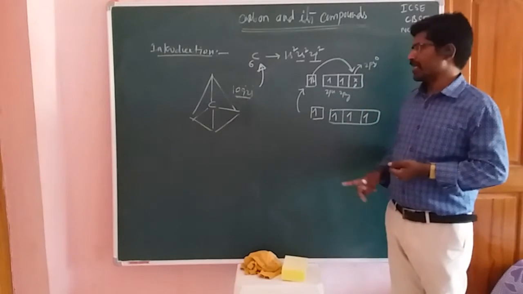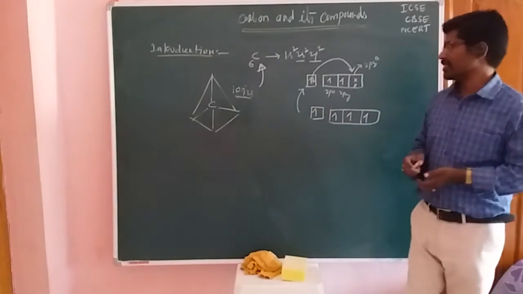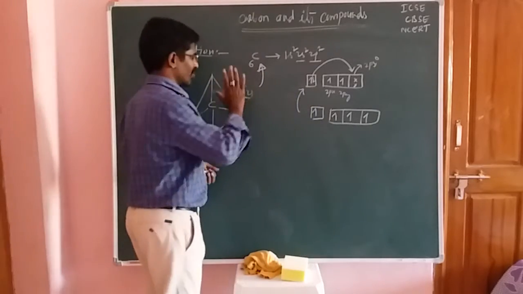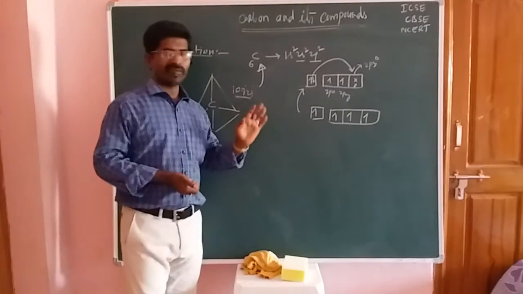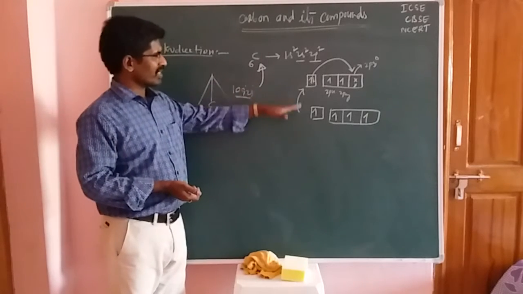Bond angle is 109 degrees. The shape is tetrahedral in nature. Okay, students, these are the general introduction about carbon and its properties. Carbon: atomic number, electronic configuration, and this one.